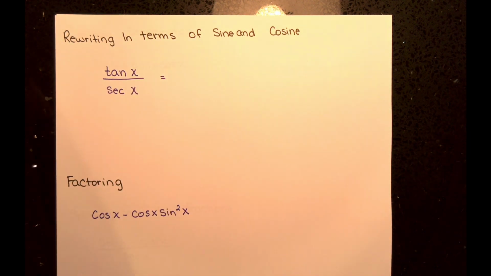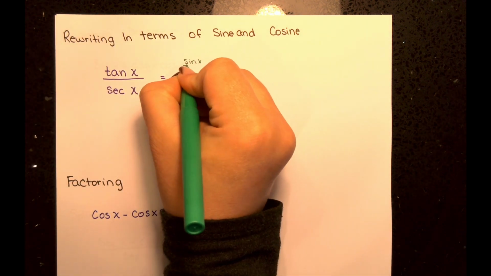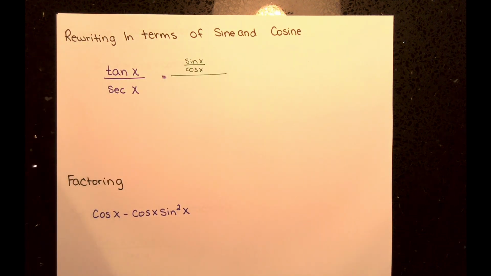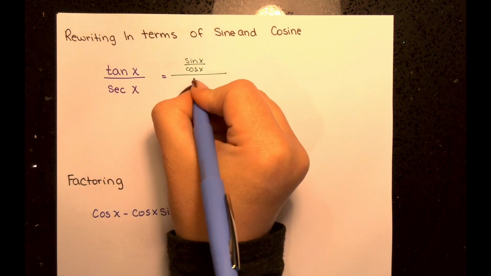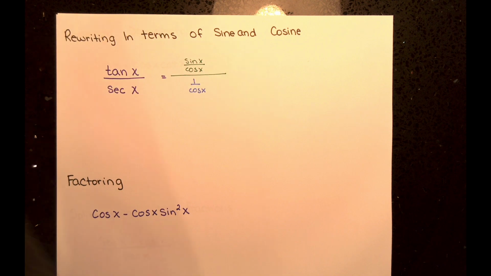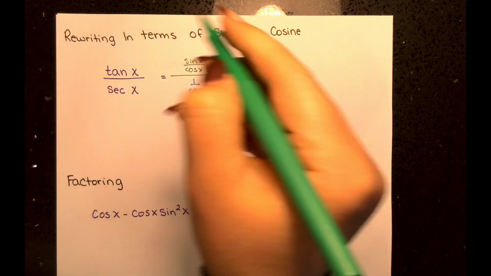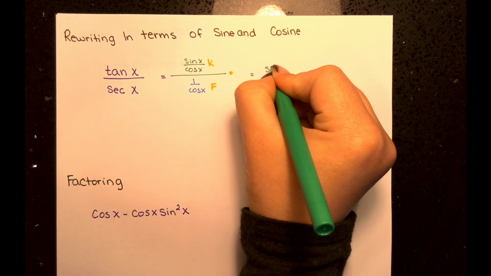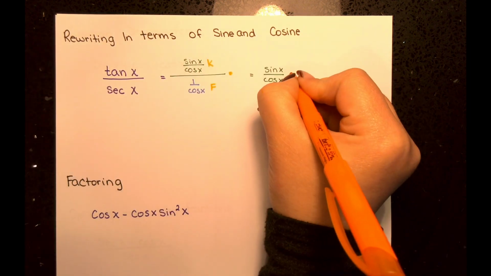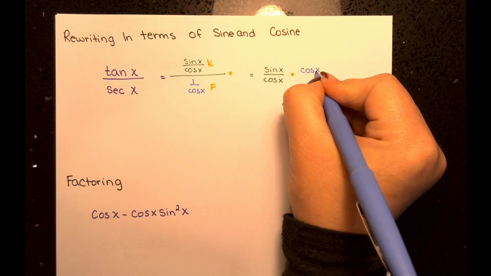Tangent, hopefully this should be a little bit easier now. Tangent is sine of x over cosine of x. Secant is the reciprocal of cosine, so 1 over cosine of x. This is where we have our keep, change, flip. We're going to keep our sine of x over cosine of x. We're going to change this to multiplication, and we're going to flip the cosine of x over 1.